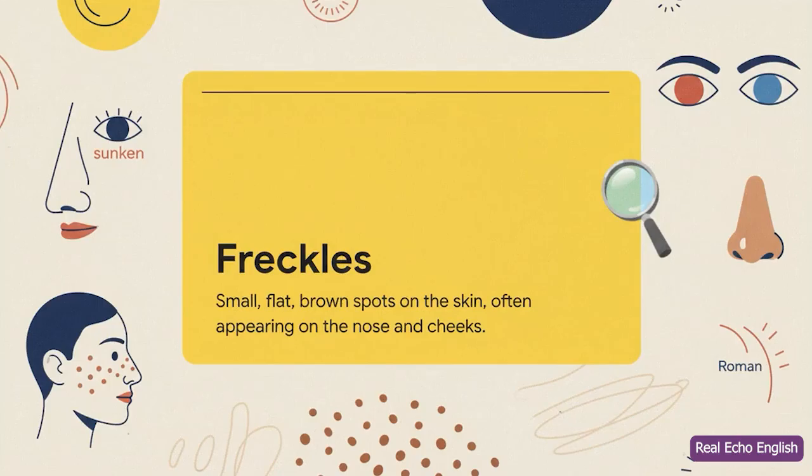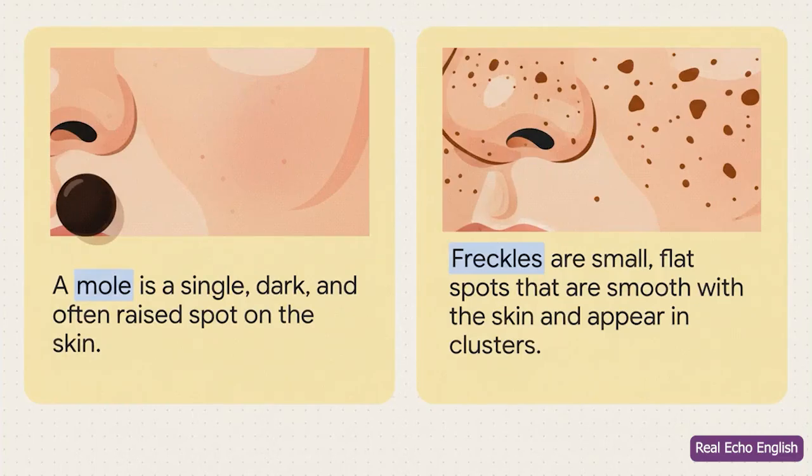Now it's really important not to get a mole confused with freckles. Freckles are also small brown spots, but they have two big differences. First, they're totally flat against the skin. And second, they almost always show up in clusters, often sprinkled right across the nose and cheeks. This slide makes that difference crystal clear.